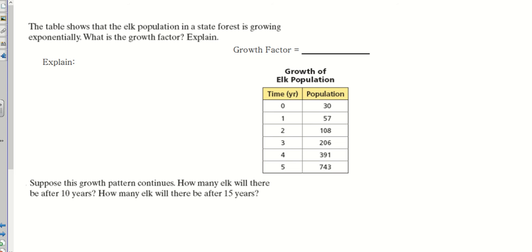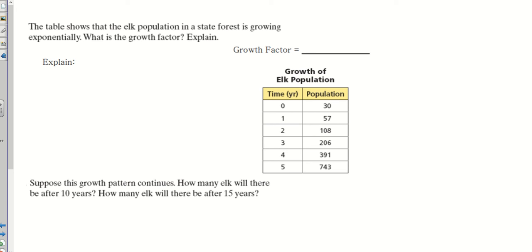So part two, just to break it up a little bit, as that video is already at 15 minutes, we're looking at the elk population in a state forest growing exponentially. The first thing we need to find is this growth factor. So as we did with the rock in the last video, we're going to do with the elk population.